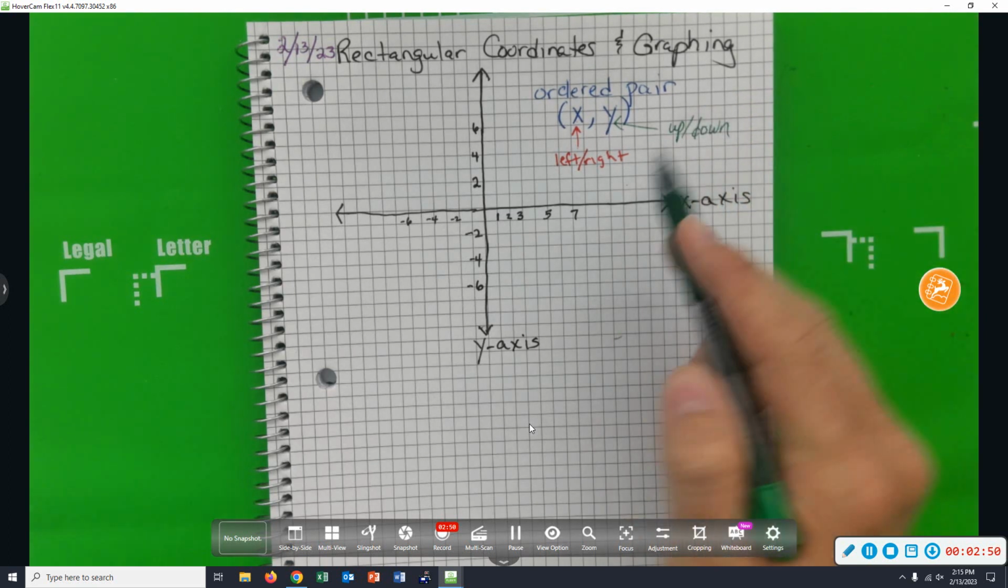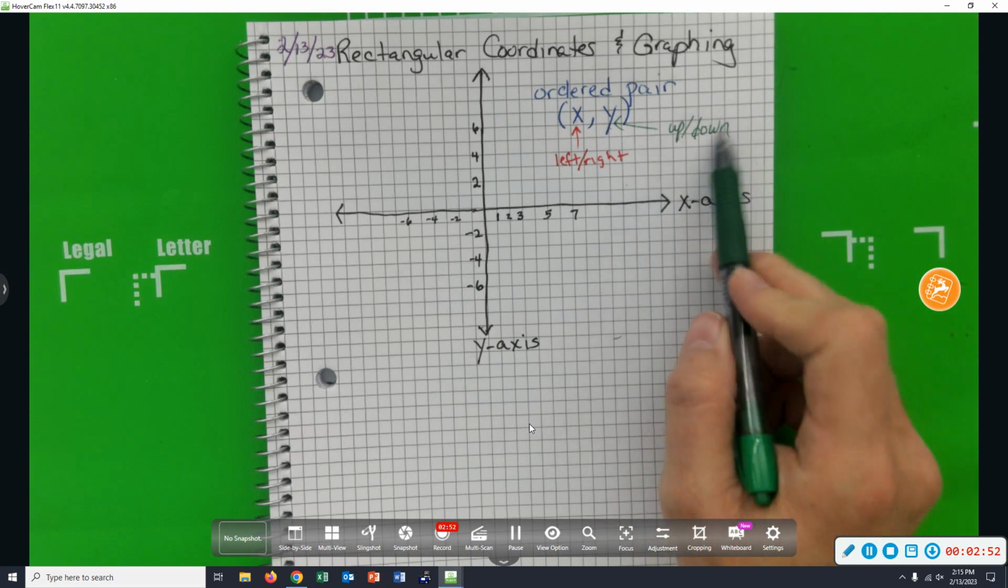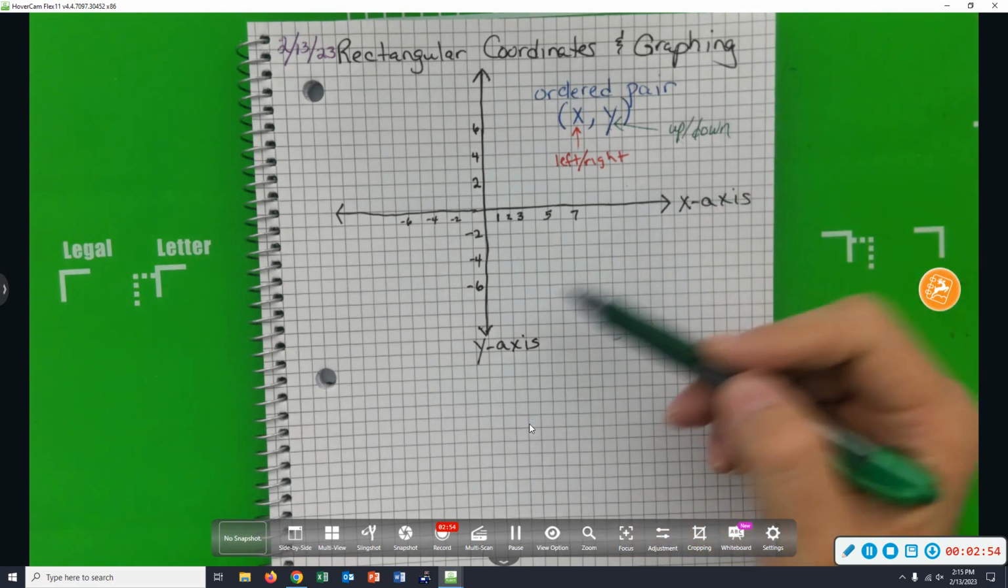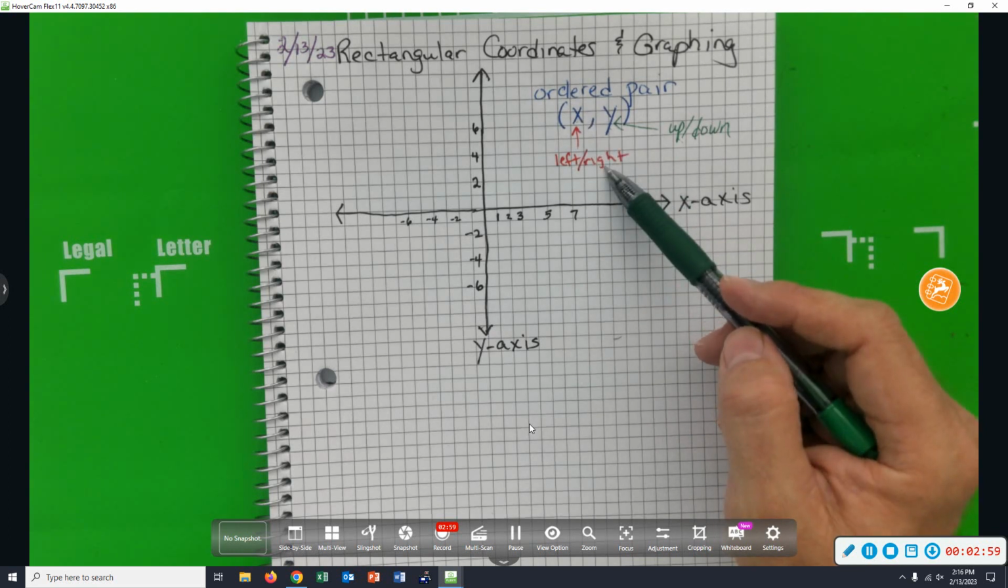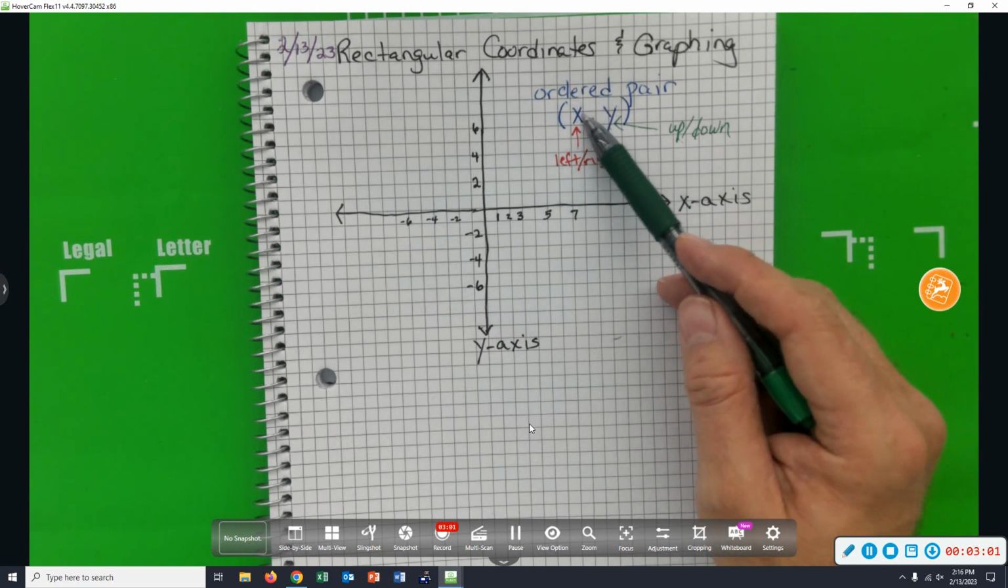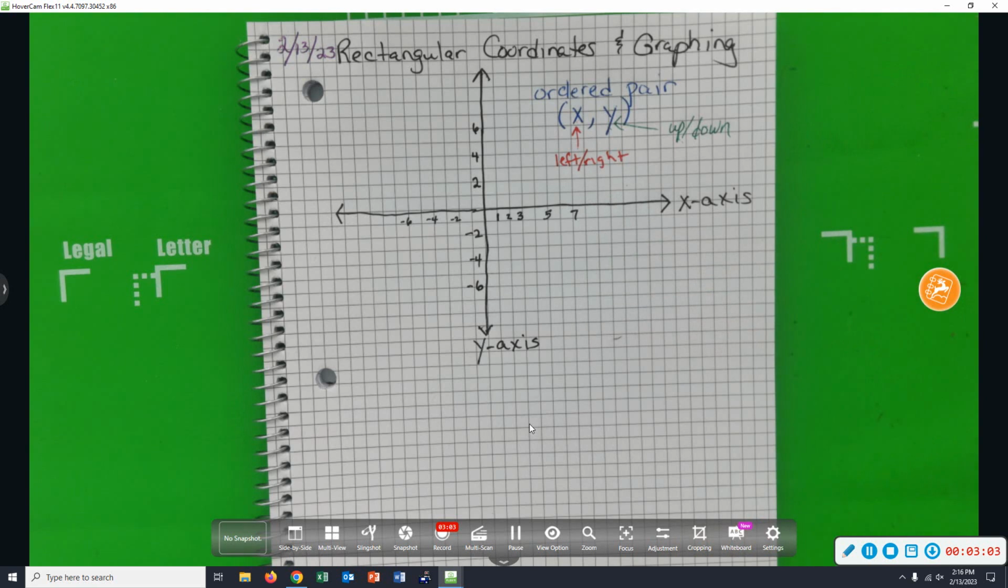If that second number is positive, you're moving up. If the second number is negative, you're moving down. If the first number is positive, you're moving to the right. If the first number is negative, you're moving to the left. Again, I'm sort of assuming that y'all have seen this somewhere along the way.